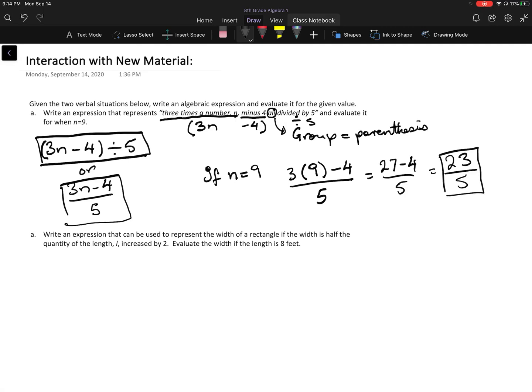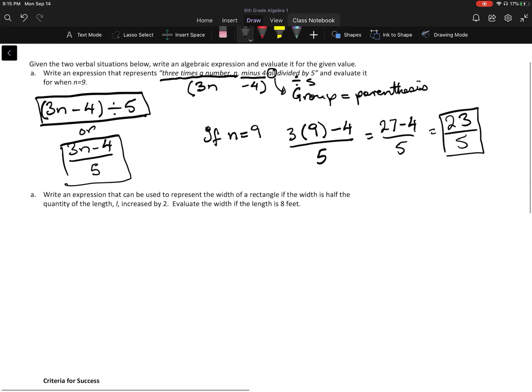Okay? So we just proved the big idea that we have where we said mathematicians use specific language to indicate how operations are being performed, and that's what we did. This space right here suggests that we group whatever is in front of it. Let's look at the next problem.